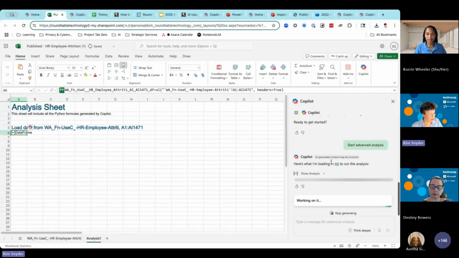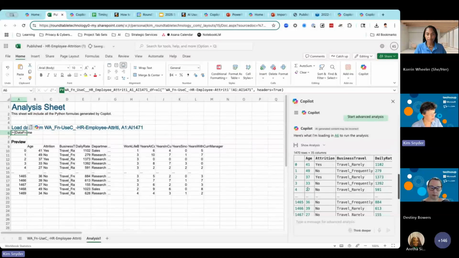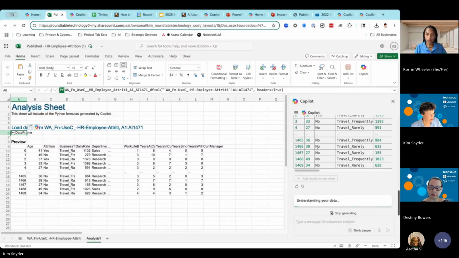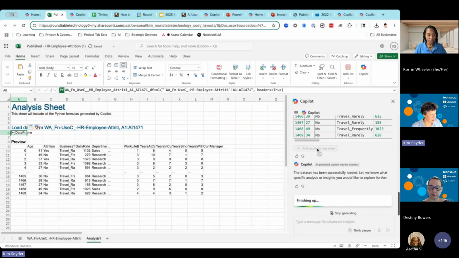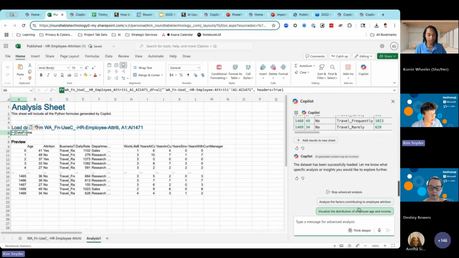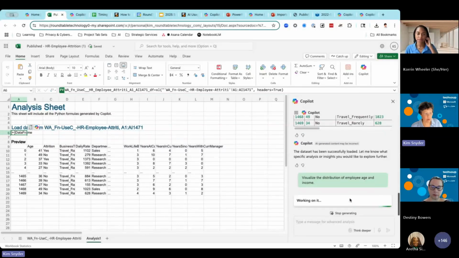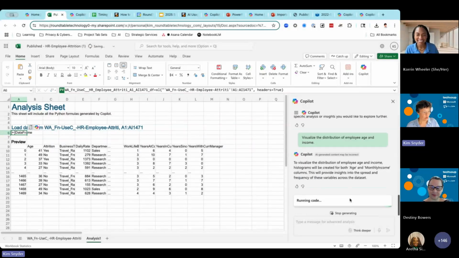It's loading the data. It's working. It's looking at age, attrition. All right. So this is, again, exploratory data analysis. Like, I don't really know here. So it's been loaded. So let's say I'd like to visualize the distribution of employee age and income. All right. Sometimes these blow up, by the way, while you're doing a demo, which, because I'm doing a demo, probably will happen. Just forewarning.